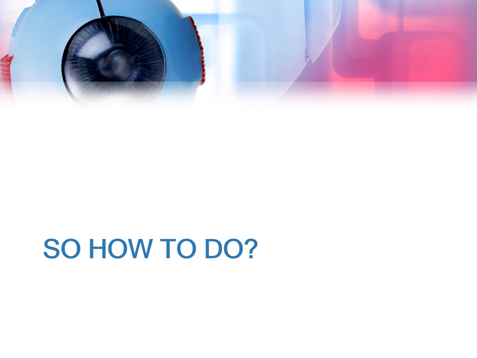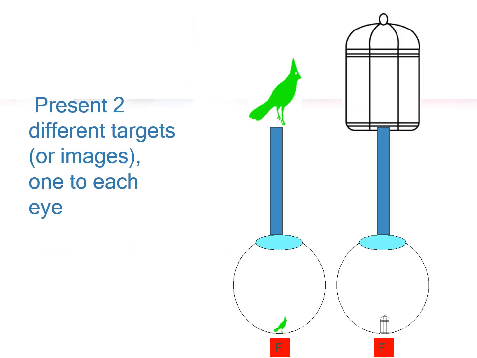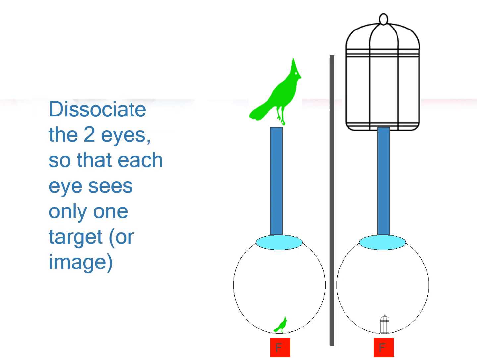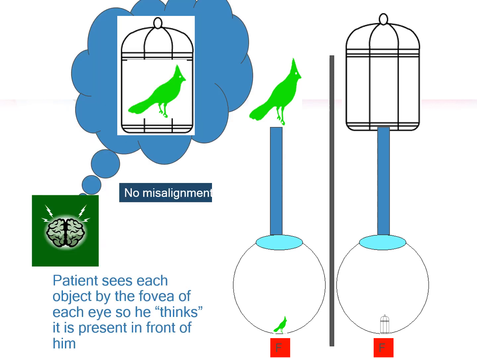So how do we use these principles in order to plot the eye alignment? We present two different targets or images, one to each eye. We dissociate the two eyes to ensure that each eye sees only one target at a time. If the patient has no misalignment, the image will fall on the fovea of each eye, so the brain will think that both objects are in front of him and superimposed.